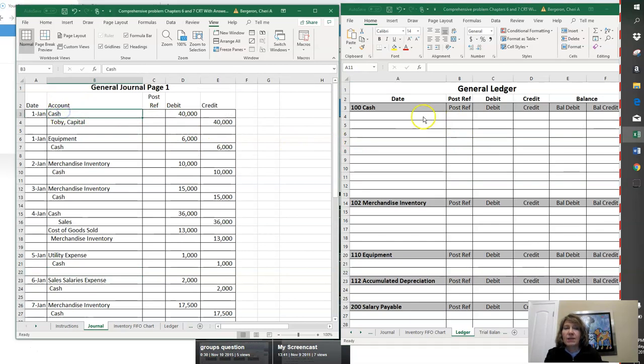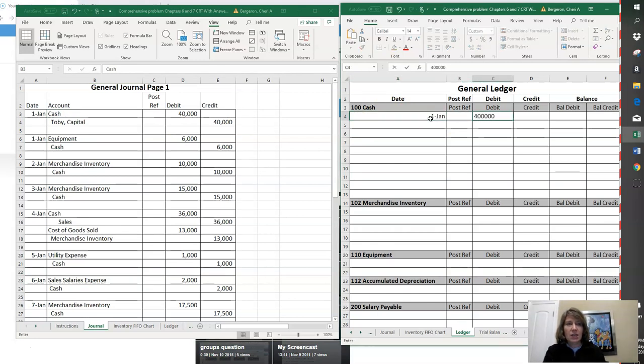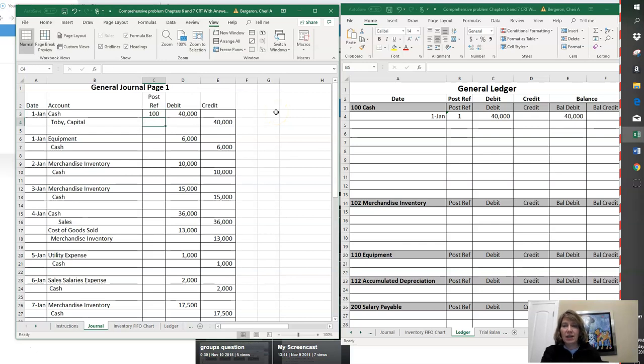So cash was debited. This is our cash account. So we're going to put in our date of January 1, and we're going to debit it for $40,000, and we're going to get a balance, not 400,000, 40,000. The balance column is how much cash do we have right now? Well, we started with nothing, and we just added 40,000, so we still have 40,000. All right, this came from journal page 1, so I put in a 1 here. And then this went to account 100, so I put in a 100 right there. Okay, so we finished that line item.